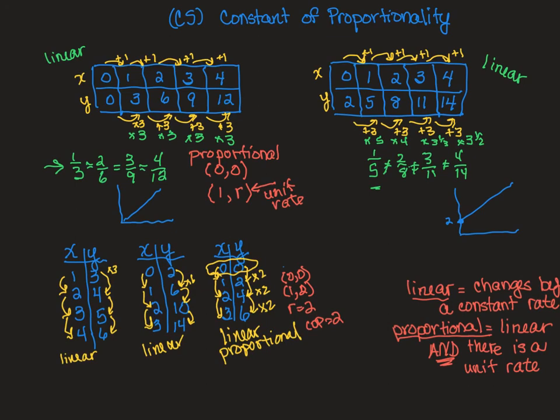And that is a lot of stuff, but I want to make sure that you understand, again, that a relationship can be linear, can be a straight line, but not be proportional. If it does not have a unit rate, if you are not multiplying the x by the same number every time to get the y, it is not proportional. And that number you are multiplying the x by to get the y is the constant of proportionality. Good job.